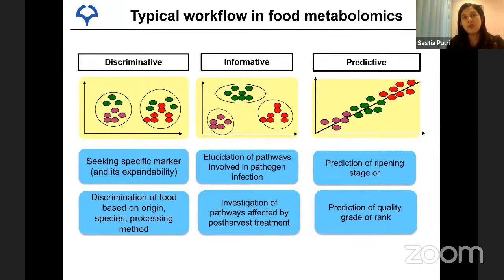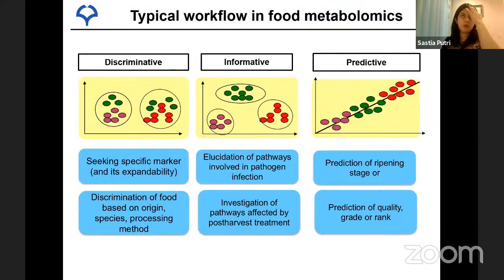The most commonly used approach is just to determine the differences between two different kinds of class. So then afterwards, what makes these classes different? Then you have a discriminant marker to tell the difference between two types of food. And you could also have informative analysis, for example, elucidation of pathways involved in pathogen infection.